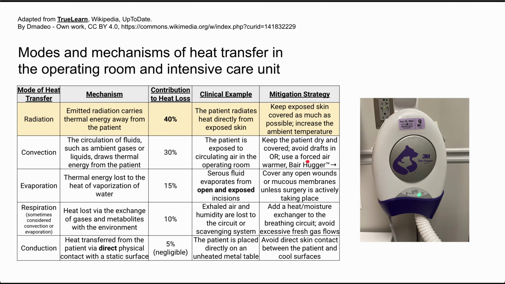You can also use a forced air warmer like a Bair Hugger. A Bair Hugger is a blanket that attaches to a machine like this that blows warm air into the blanket. That blowing warm air actually causes convection to warm the patient. That air could be set to 42 degrees, for instance, and then you're using convection to heat the patient instead of circulating air in the operating room that would cool the patient.